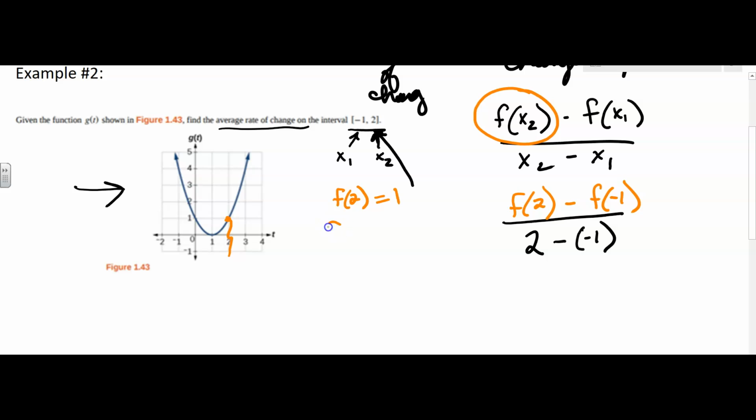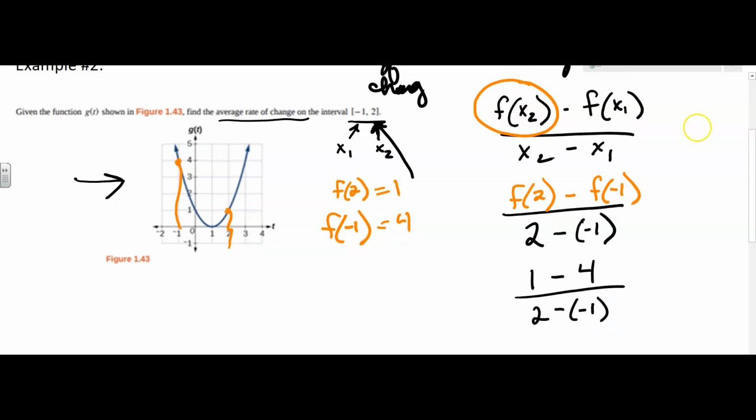Then we have to go to f of -1, so our input is -1. We go up to the graph. It looks like it's got an output of 4. Okay, so we're going to use those numbers now. So we're going to have 1 minus 4 over 2 minus -1. And then this is going to give us the average rate of change.